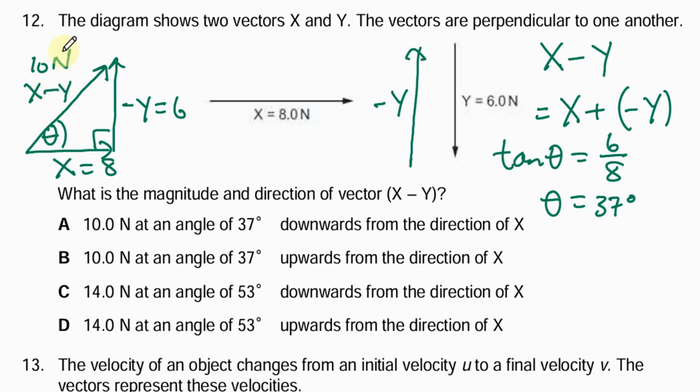Now we know that x minus y is 10 newtons, so the answer must either be A or B. And this angle theta equals 37 degrees is measured upwards from the direction of x. So the answer here will be B.